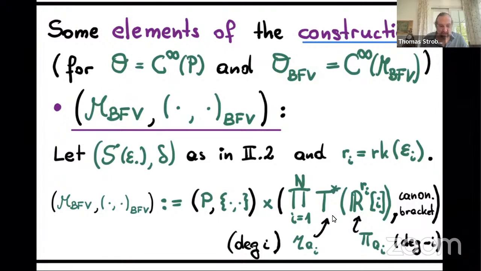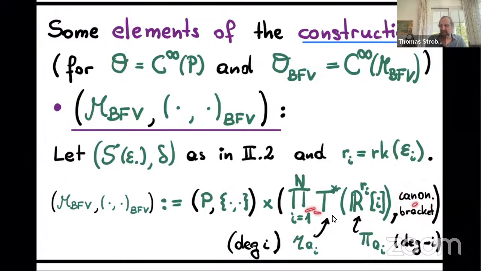And so how do we get this MBFV with its bracket? Actually, it will be only a graded Poisson manifold, but not even symplectic. So we start with this resolution of this ideal, and let's call R_i the rank of this epsilon_i in the resolution. And then the BFV phase space is just the product of the Poisson manifold and the cotangent bundle of these resolution ghosts or antifields with its canonical bracket.